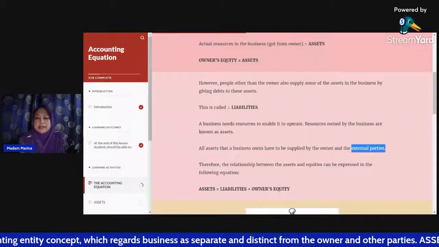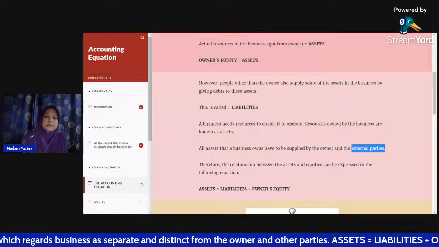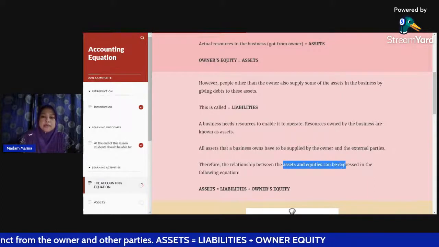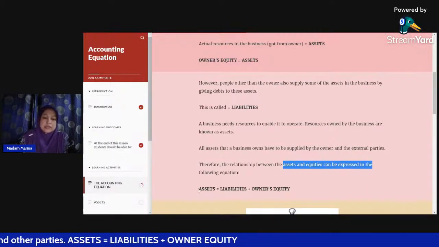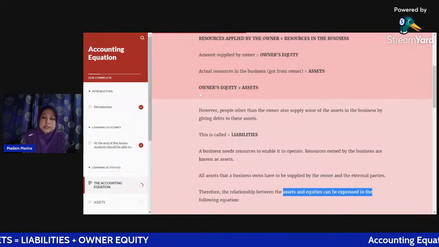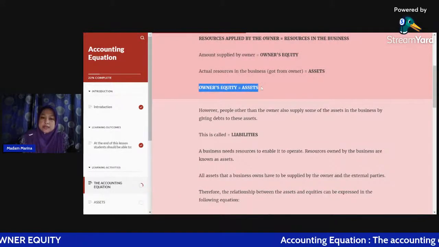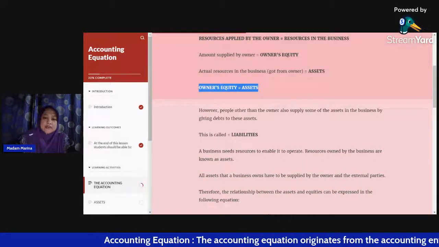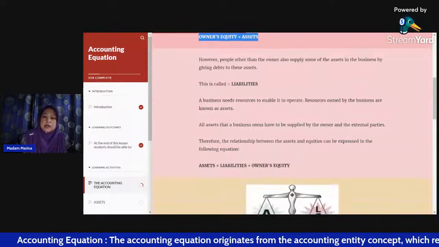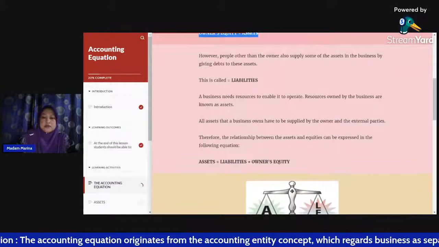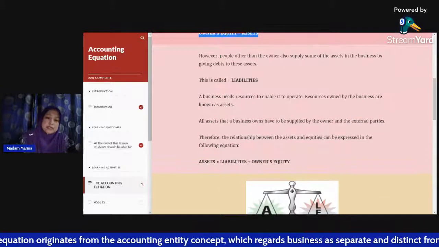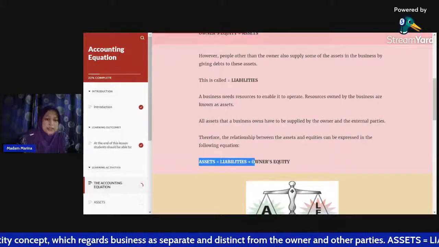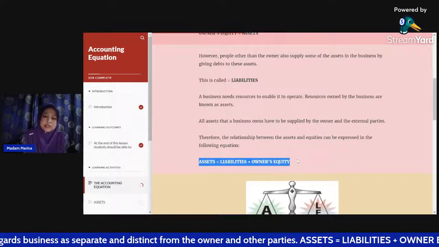That's what is meant by external party. Therefore, the relationship between the asset, liability and equity can be expressed in the following equation. Before that, we only had owner equity equal to asset, because at that time we didn't have an external party. But now our business asset is also supplied by other parties, by external party. That's why our accounting equation changed to assets equal to liabilities plus owner equity.